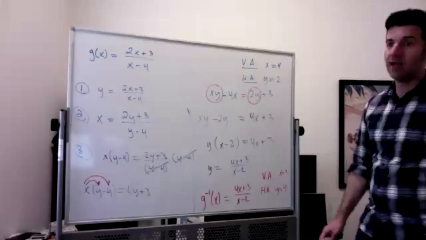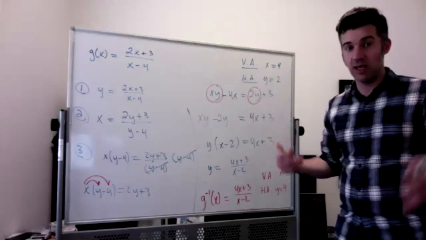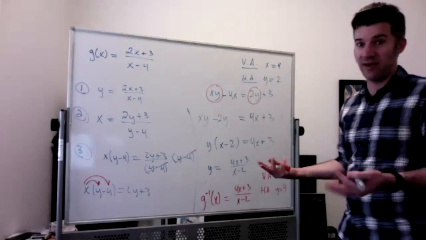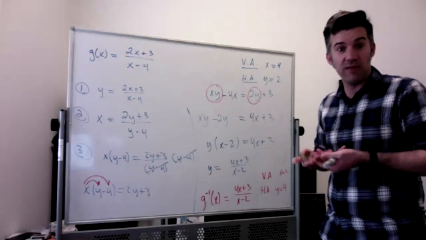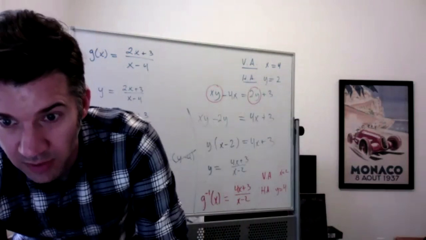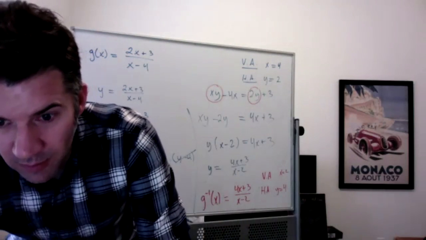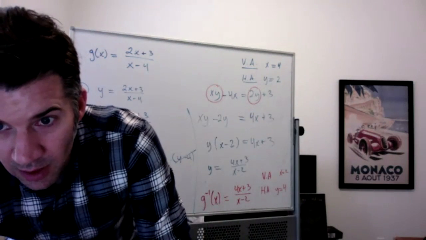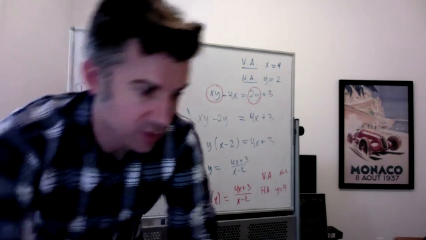Kind of neat. It's actually how people find the range of functions. If a function is invertible, they often find the range of it by finding the domain of the inverse function. You can't always do that, though, because not every function has an inverse. Okay, let us talk about the difference quotients.